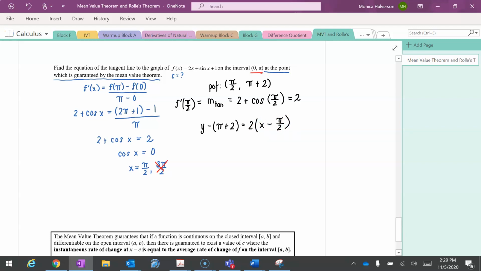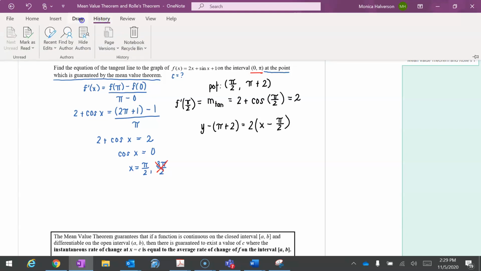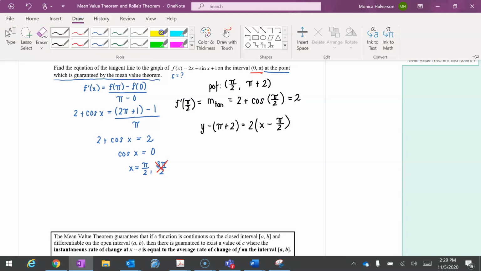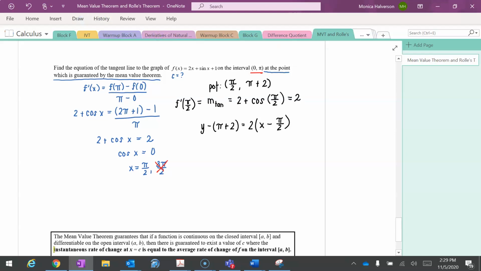Now the key thing with the mean value theorem, and I've said this multiple times, is that for the mean value theorem to be applicable, the instantaneous rate of change is equal to the average rate of change at that c value over the interval.